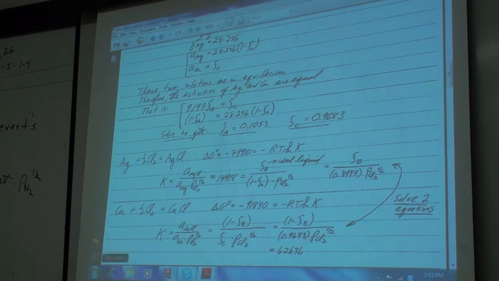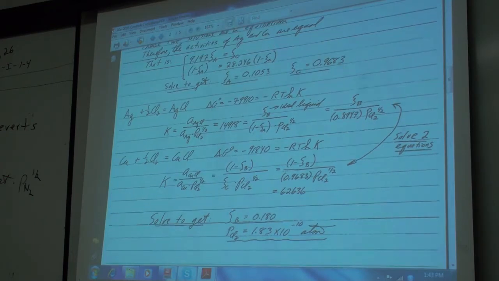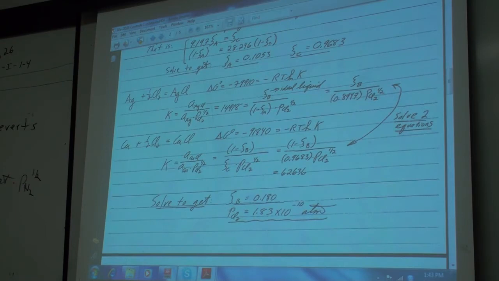And the same thing for the copper chloride. The activity of copper chloride in the liquid is ideal, so it's 1 minus the composition at point B, times the activity of copper times P_Cl2 to the 1/2. So we have two equations with two unknowns, psi_B and the pressure of Cl2. One equation has psi_B and P_Cl2, and the other equation also has psi_B and P_Cl2. We solve the two equations to get the composition at point B and the partial pressure of chlorine at equilibrium.